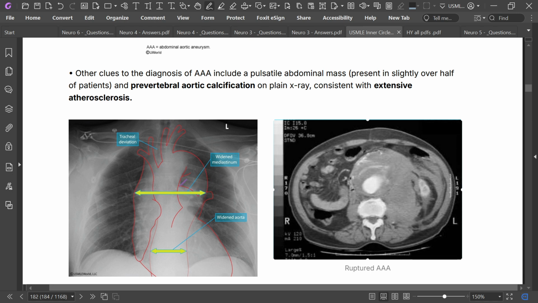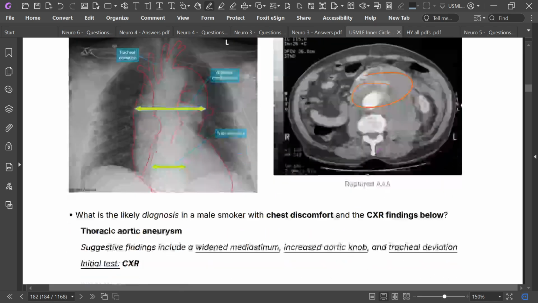This is a widened mediastinum, widened aorta. This is the rupture of an abdominal aortic aneurysm. Other clues for diagnosis are a pulsatile abdominal mass and prevertebral aortic calcification on plain X-ray, consistent with extensive atherosclerosis.